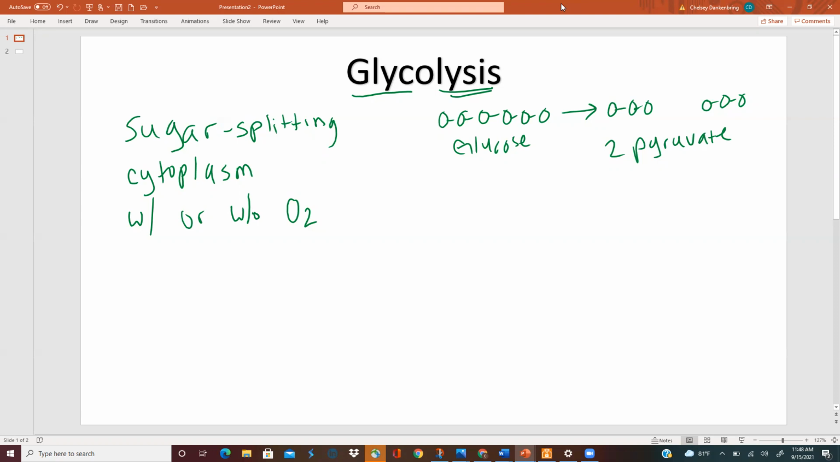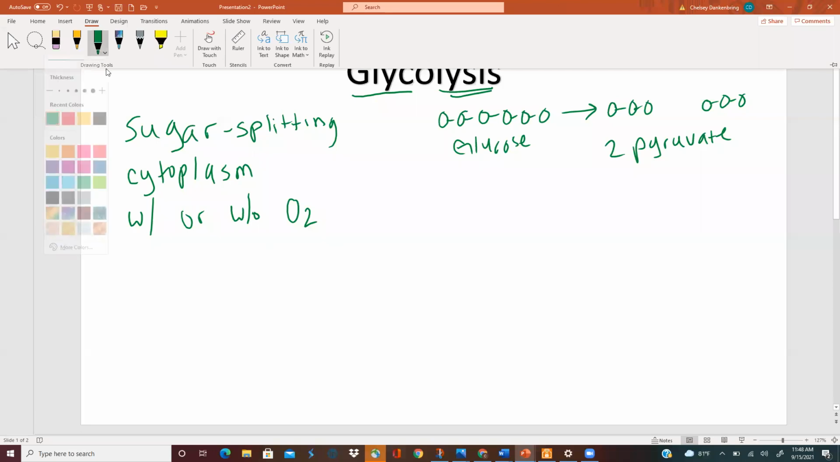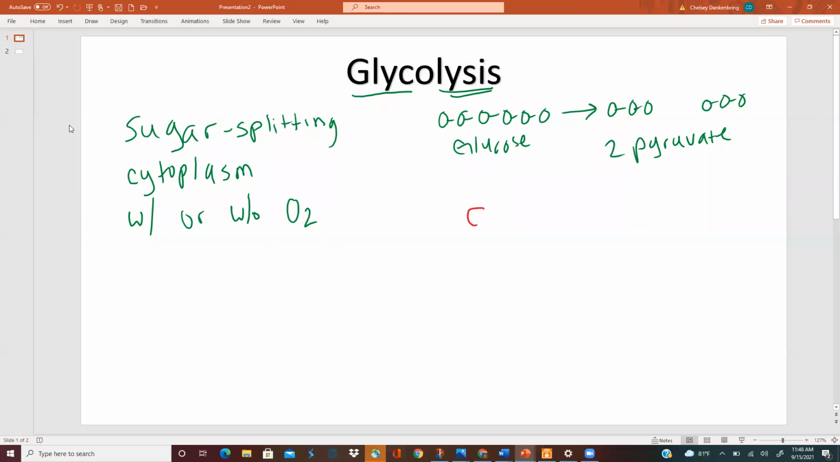Now let's talk about the process of glycolysis. Again, it's about 6 or 7 steps. You can divide those steps into 2 phases. We're going to have, let me change color here, phase 1, which is the energy investment phase. And then the second half of glycolysis is called the energy payoff phase. So let's look at these terms, investment and payoff.